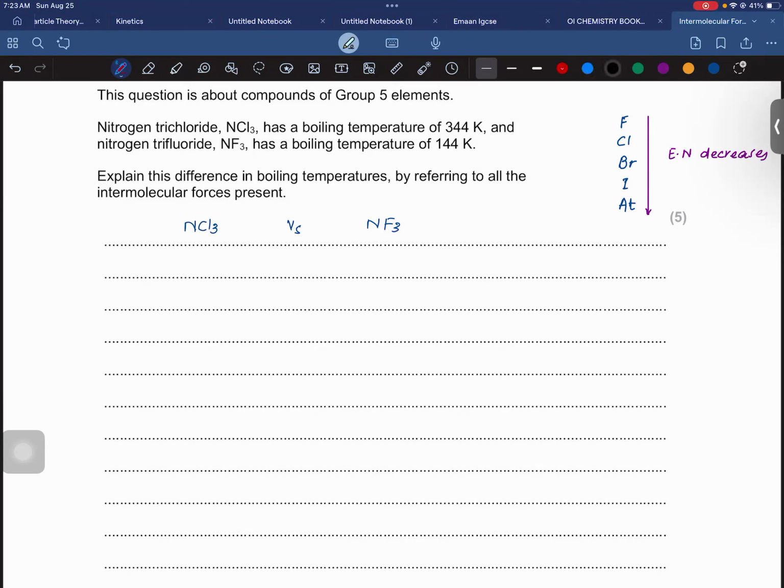Obviously, fluorine is more electronegative than chlorine. So the difference of electronegativity is lower for chlorine, and the difference of electronegativity is higher for fluorine. So NF3 is more polar, and NCl3 is less polar.